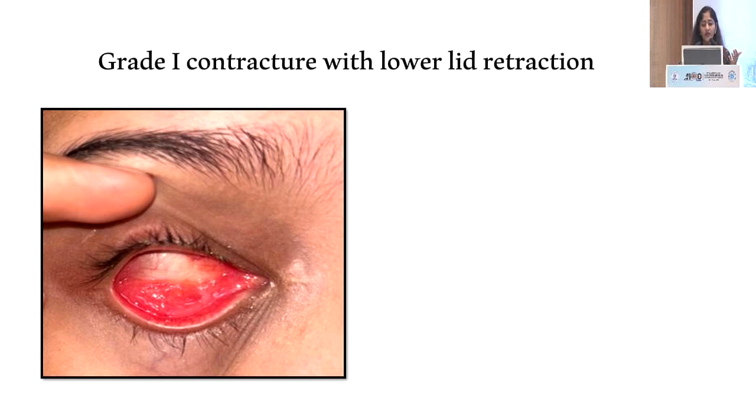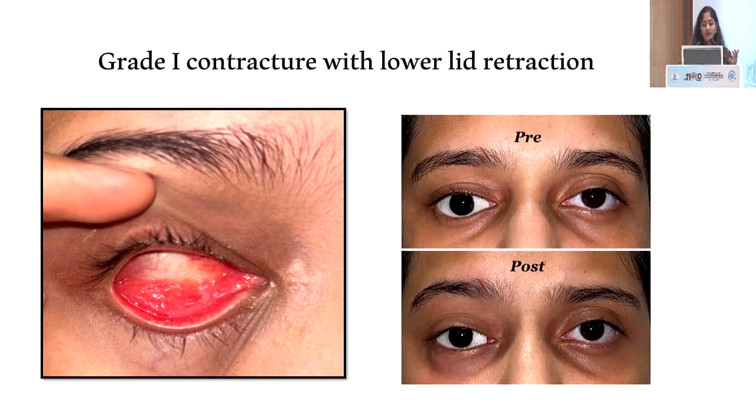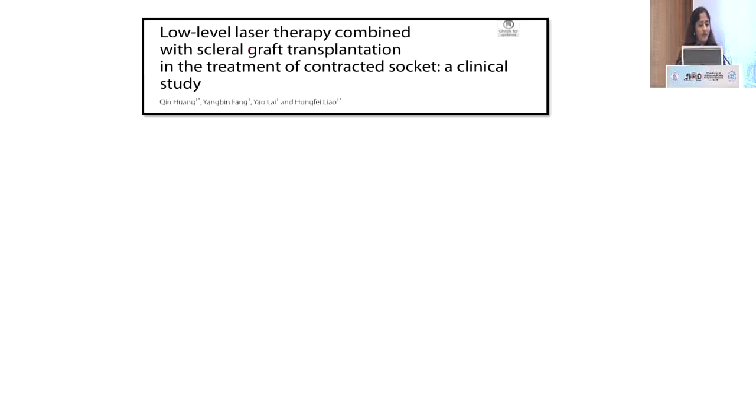It is a case of grade 1 contracture. You can see that there was a lower lid retraction here, as well as a very subtle hypo here. So what did we do here? We just took an autologous free fat and we injected it into the lower lid and a little bit into the orbit. You can see that the lower lid retraction has beautifully been corrected.